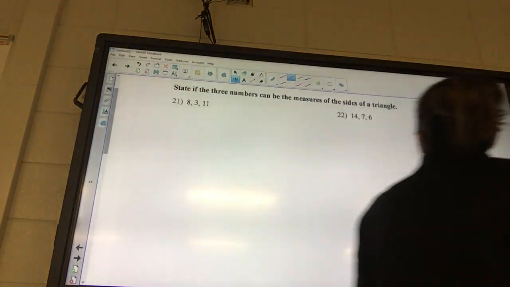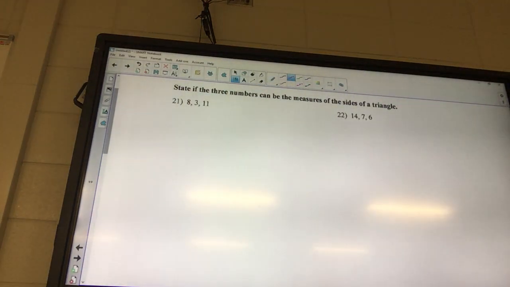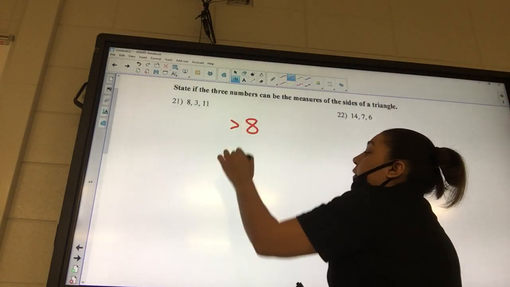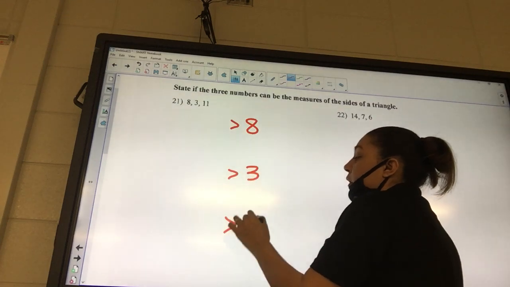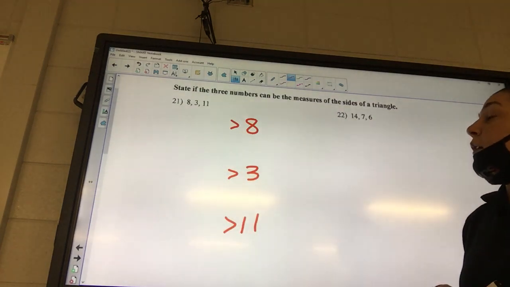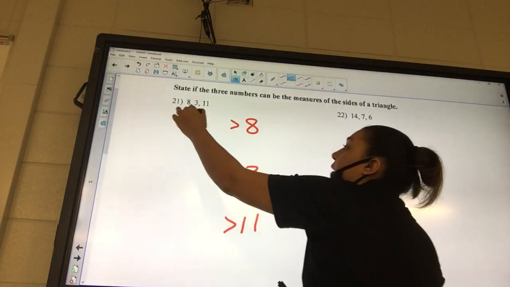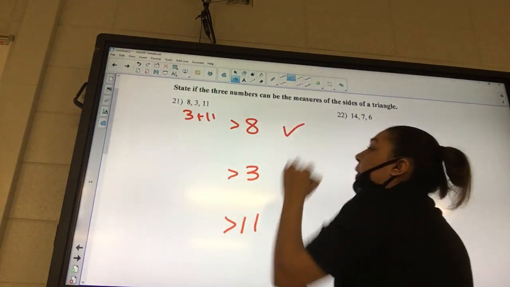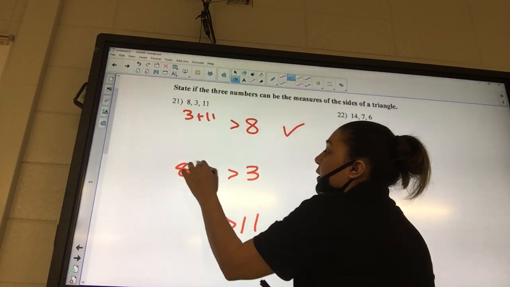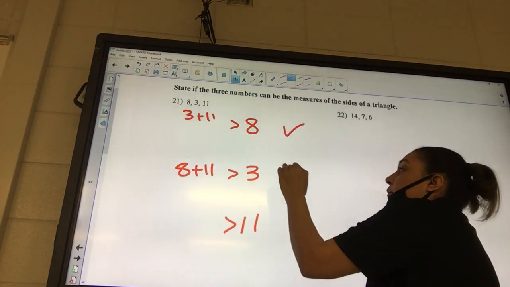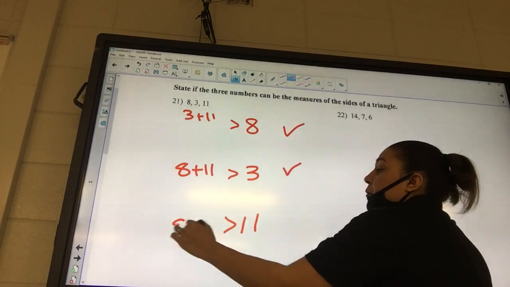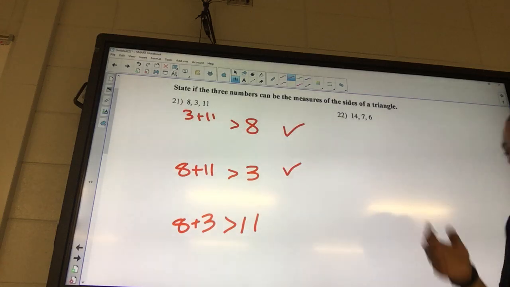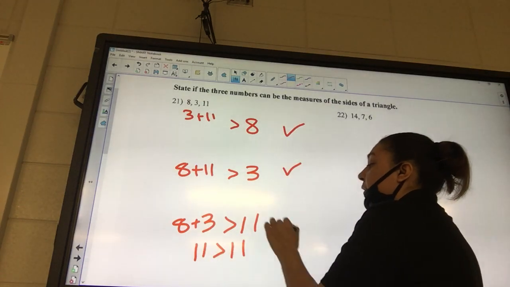Okay, state if the 3 numbers can make a triangle. So we got 8, 3, and 11. So we can say greater than 8, greater than 3, greater than 11. Okay, so for the 8, we're going to have 3 plus 11. Is 3 plus 11 greater than 8? Yes. Okay, for the 3 one, it's going to be 8 plus 11. Is 8 plus 11 greater than 3? Yeah. And then for the 11, I got 8 plus 3 is greater than 11. They equal each other. So 11 is greater than 11 is not true.